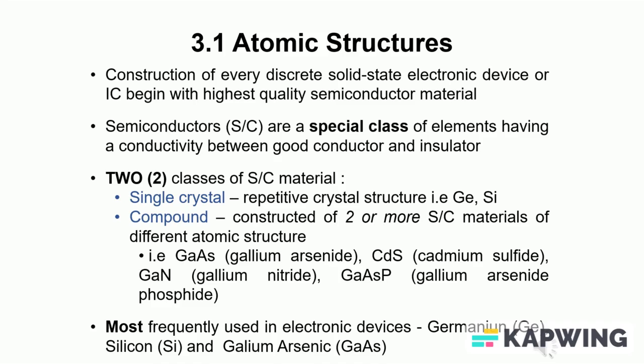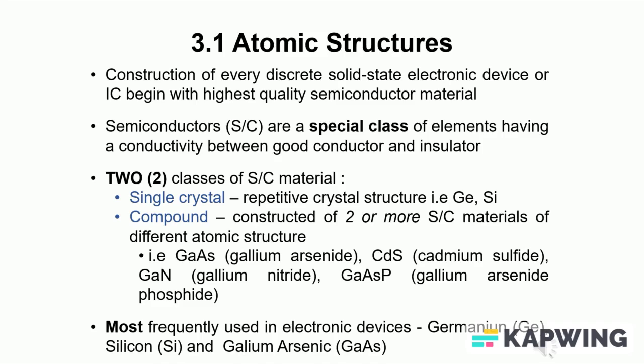In general, the construction of every discrete solid-state electronic device or IC begins with the highest quality semiconductor material. These semiconductors are a dedicated and special class of elements which have conductivity between a good conductor and an insulator. Here we can categorize semiconductor materials into two classes.